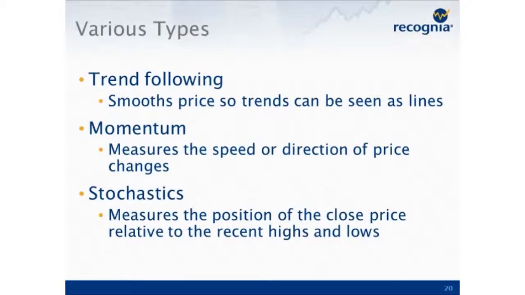So there are really three types of indicators and oscillators, one called trend following. These are basically things like moving averages that help to smooth out bumps in the price so that the trends can be much more easily seen. We have some types known as momentum oscillators. These are basically measuring the speed or the direction of price changes and telling you how strong that trend is. And we have something called stochastics, which measure the position of the closing price relative to recent highs and lows.